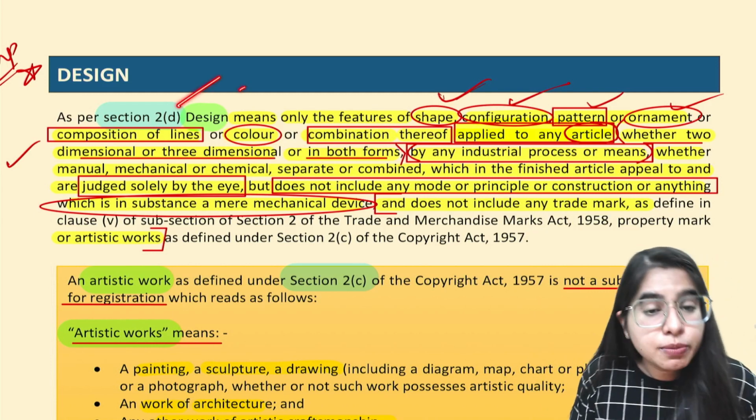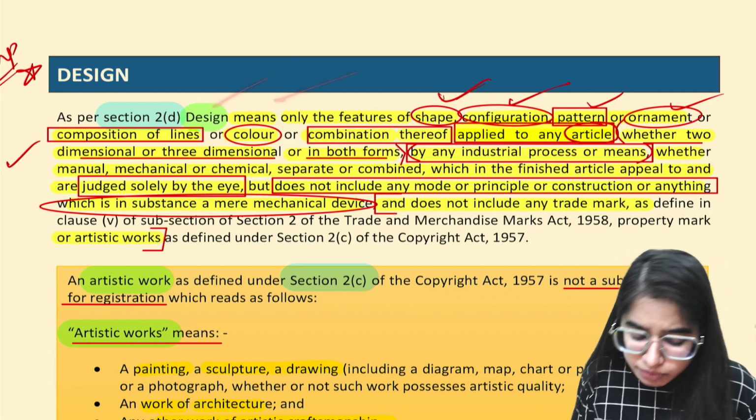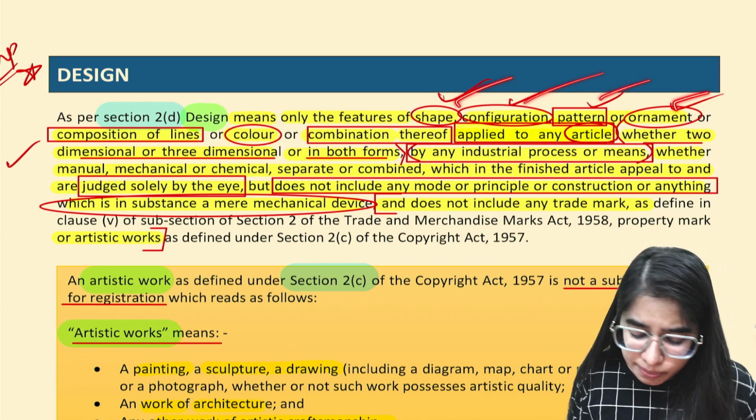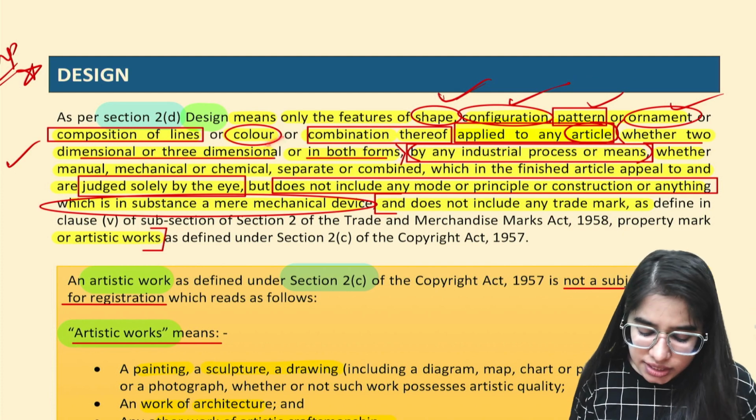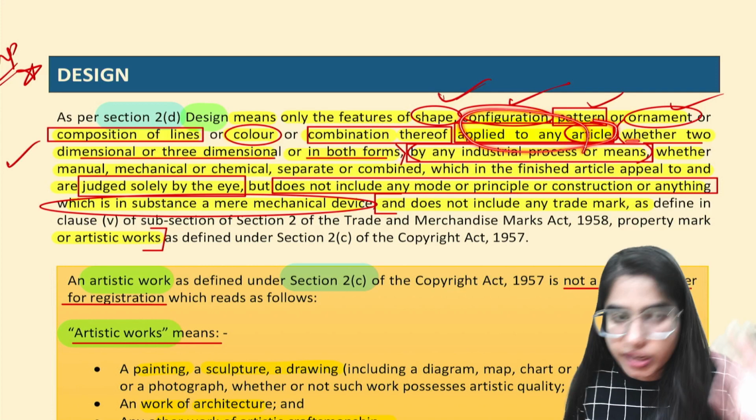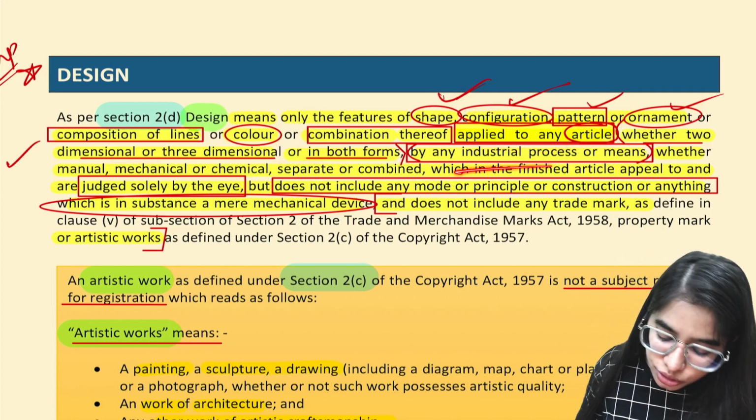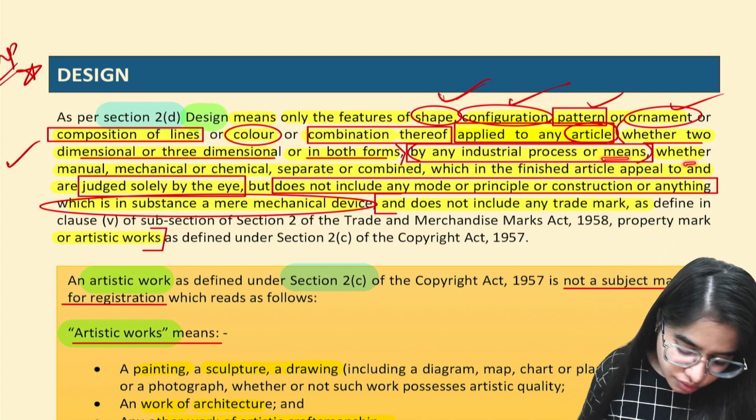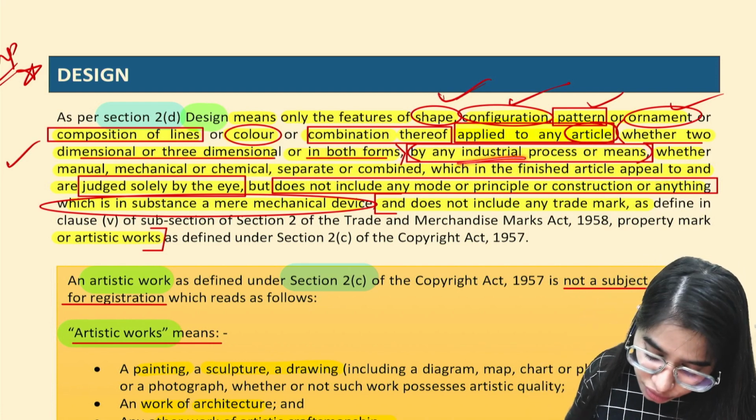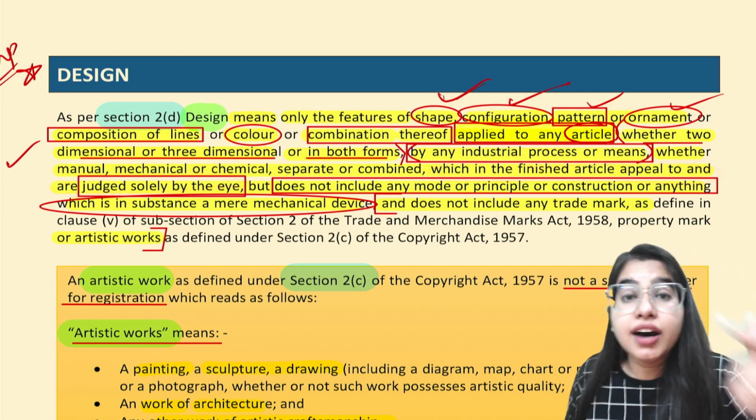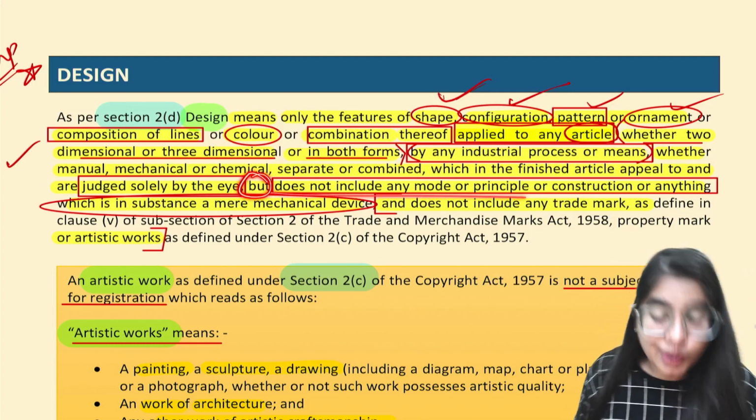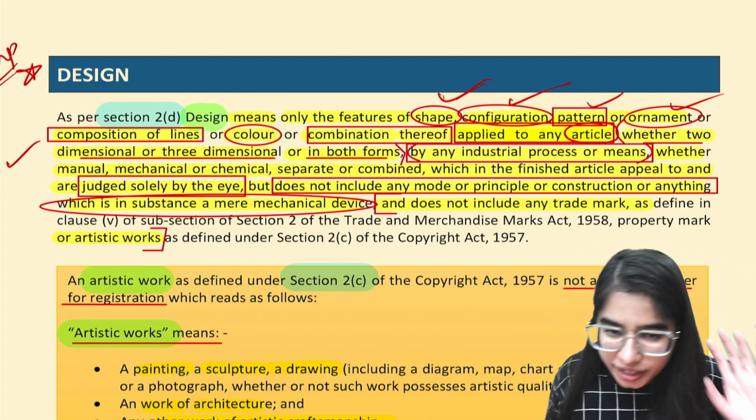As per Section 2(d), design means only the features of shape, configuration, pattern, ornament, composition of lines, color, or combination thereof applied to an article. Very important, applied to an article, whether 2D or 3D, by any industrial process or means, whether manual, mechanical, chemical, separate or combined, which appeals to or is judged solely by the eye, but does not include, very important, a few things are not included in design.